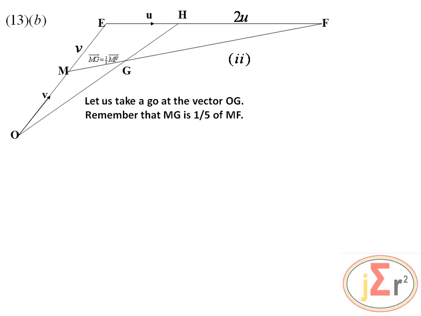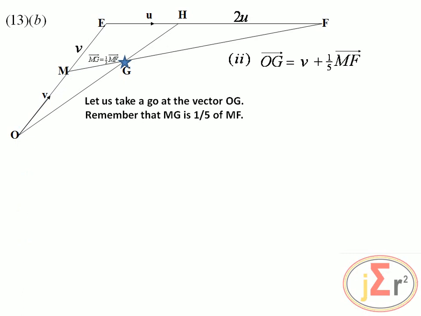Let us take a go at the vector OG. Remember that MG is 1/5 of MF. What do we know? MG is 1/5 of MF. So let us go to OG. What is OG equal to? OG is V plus 1/5 of MF. Right. V plus 1/5 of MF.